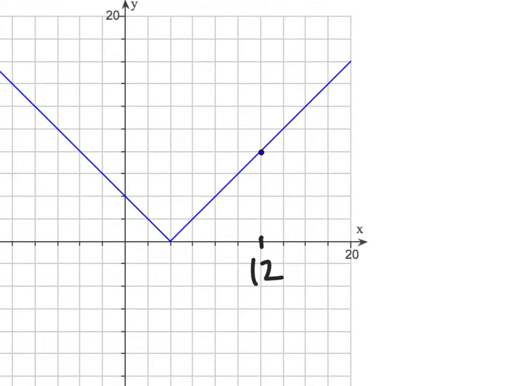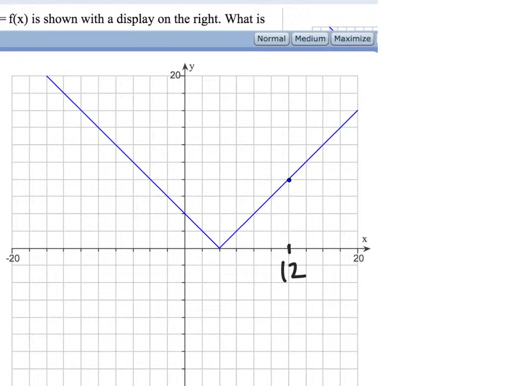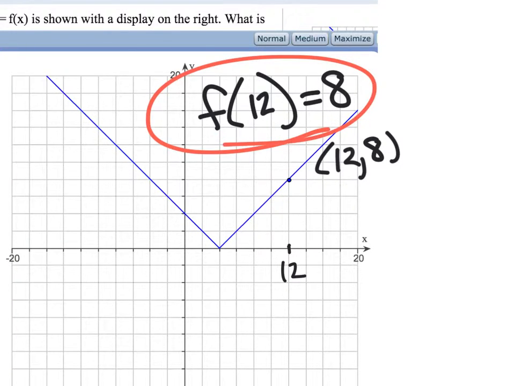And so when x is equal to 12 right there, what is the value of f? Okay, we want to know what's our value right here. So we know x is 12. Now we want to know what is our y value. And each hash mark counts as 2. So that's going to be 2, 4, 6, 8. So our value here is 8. So what is f of 12? f of 12 equals 8. And that is our answer.